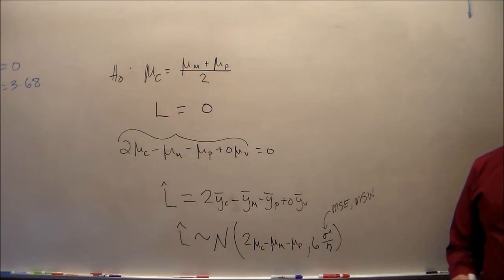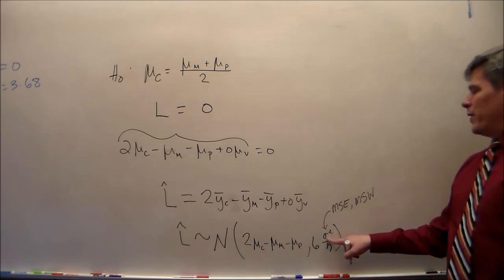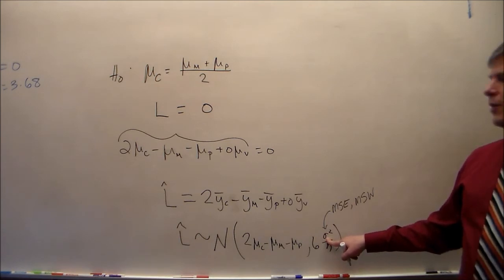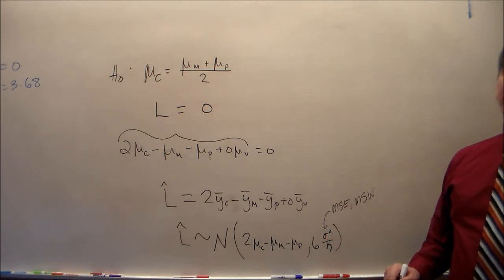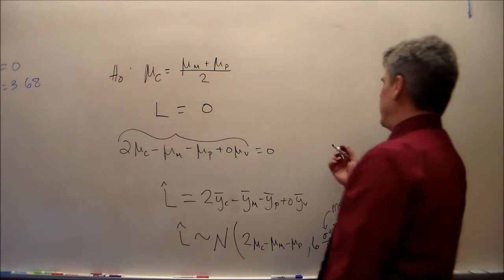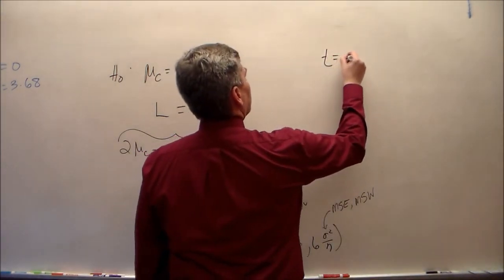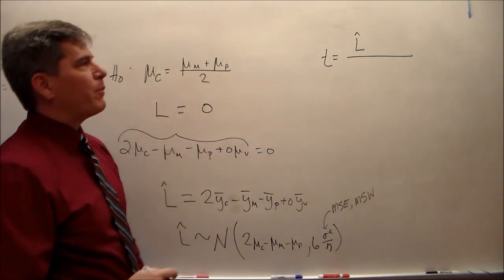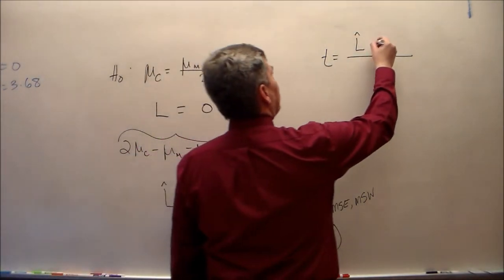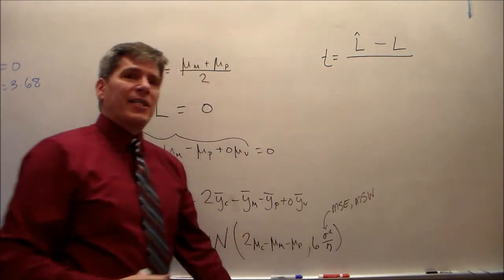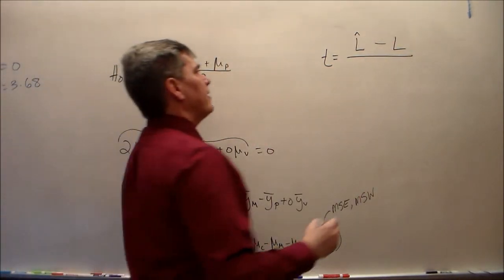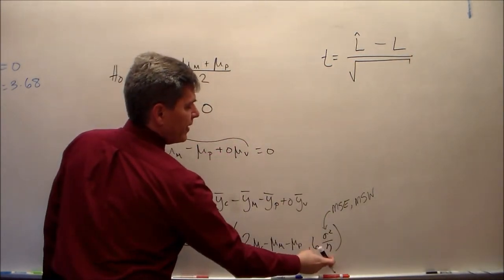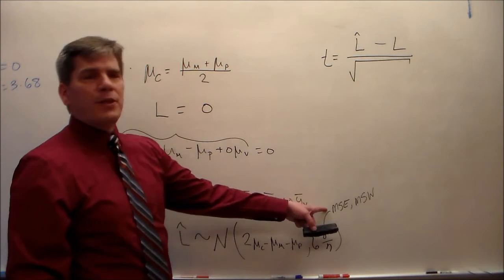As we recall from our one sample t-test, when we use an unbiased estimator for sigma squared, we go from using a z-test to using our t-test. So the test statistic, T, is going to be what we observe for L minus what we hypothesize for L, divided by the square root of this variance when we substitute in the mean squared error.